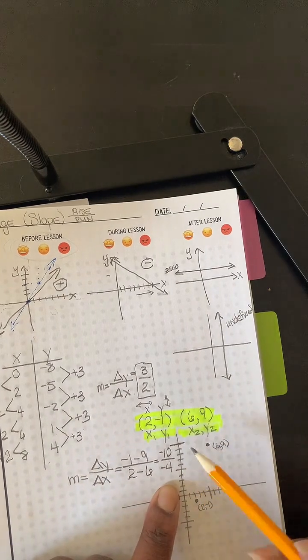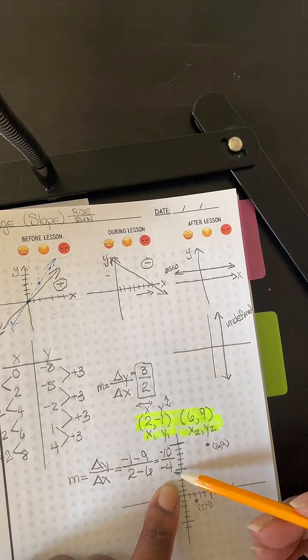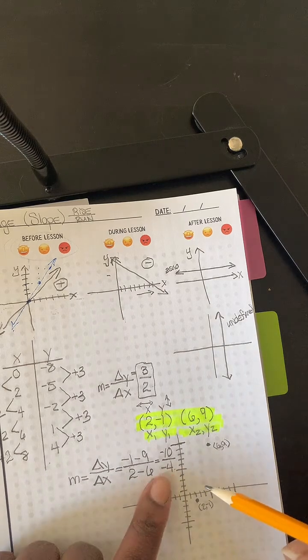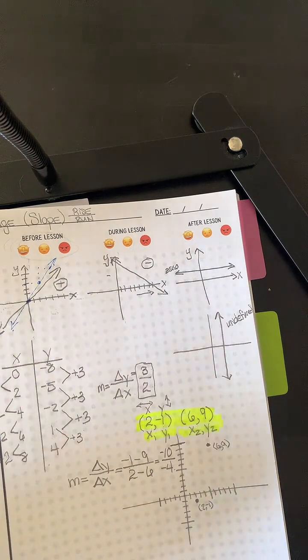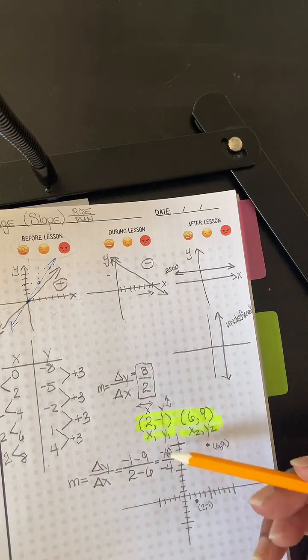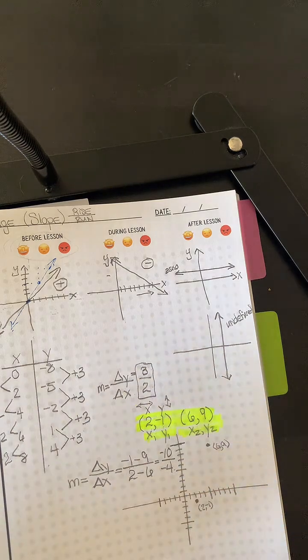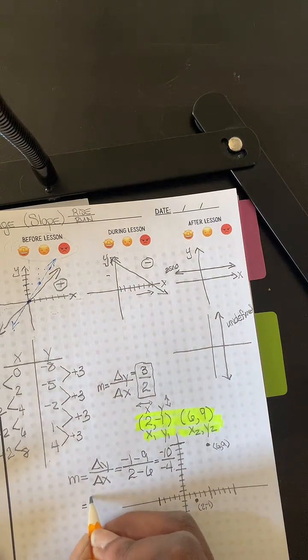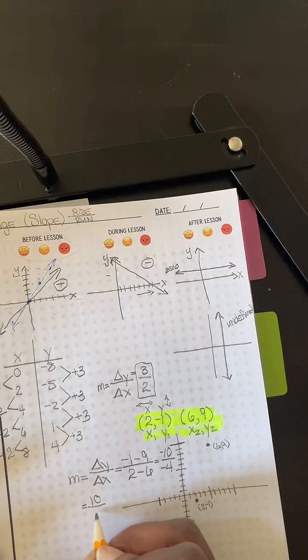So my slope is -10 over -4. But this is when early on people talked about signs. When you're multiplying and dividing and your signs are the same, your answer is always going to be positive. So we actually have a slope that's going to give me a positive 10 over 4.